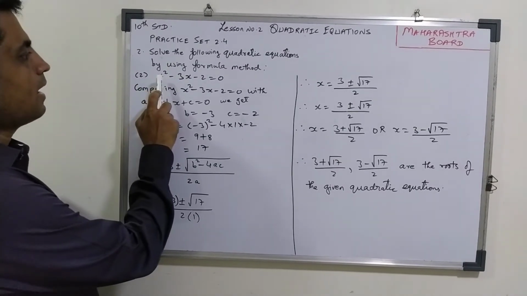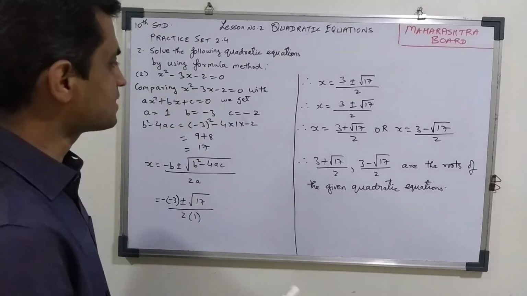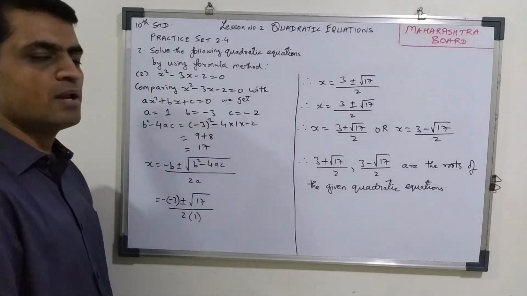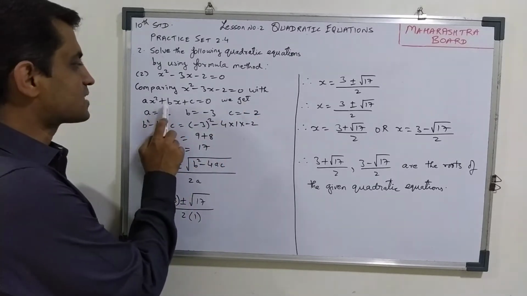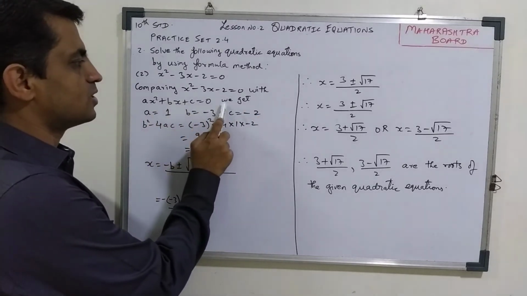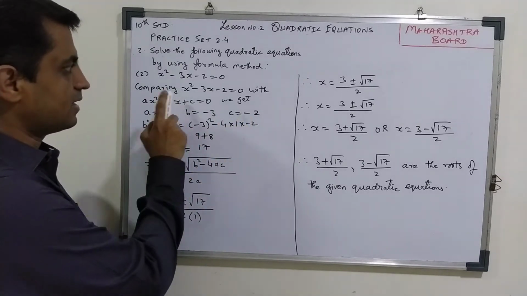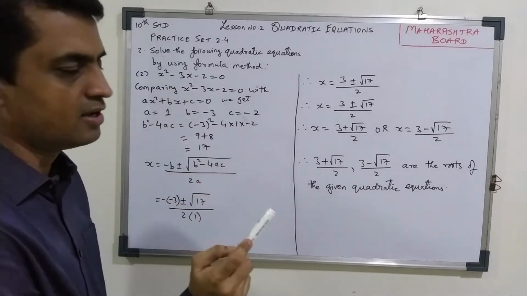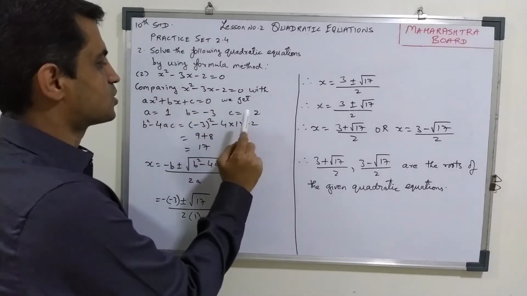Second sum, x square minus 3x minus 2 is equal to 0. Same step, we will compare this x square minus 3x minus 2 is equal to 0 with ax square plus bx plus c is equal to 0. We get, what is the value of a? 1. Nothing is there, means 1 is there. I told you previously also. b value is minus 3. c value is minus 2.